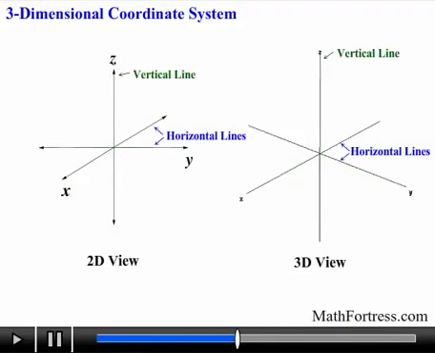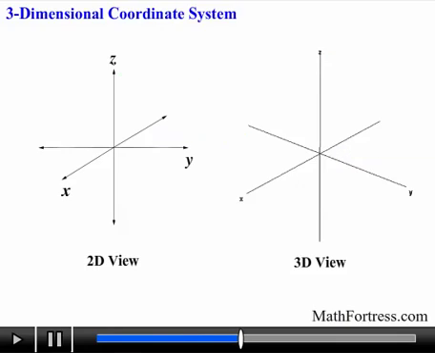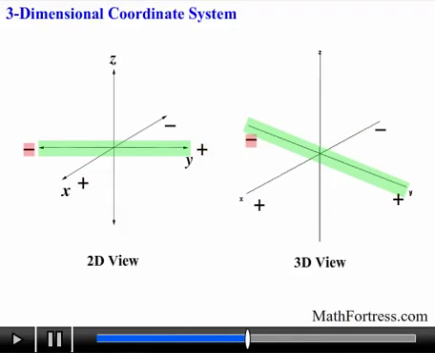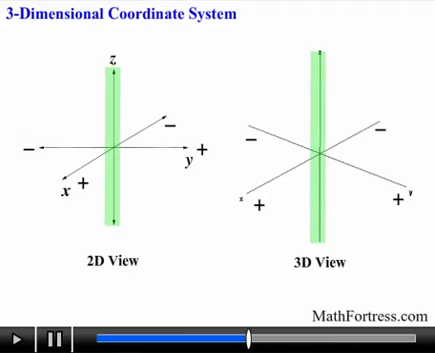For the most part, the x and y-axis are horizontal lines, and the z-axis is a vertical line. Just like the previous coordinate systems, each axis contains positive values and negative values. On the x-axis, the positive values are located here, and the negative values are located on the opposite direction. On the y-axis, the positive values are located here, and the negative values in the opposite direction. And finally, on the z-axis, the positive values are located here, and negative values in the opposite direction. A way for you to remember where the direction of the z-axis is located is by using the right-hand rule.